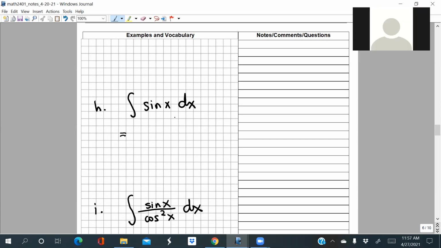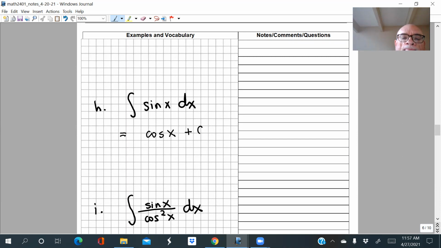Cosine. Cosine, right. So your first guess here would be this has got to be something like cosine, because the derivative of the cosine has something to do with sine, right? So the first thing I would write down here is cosine x plus a constant. But now let's check ourselves, because we can check ourselves very easily here. What is the derivative of cosine?